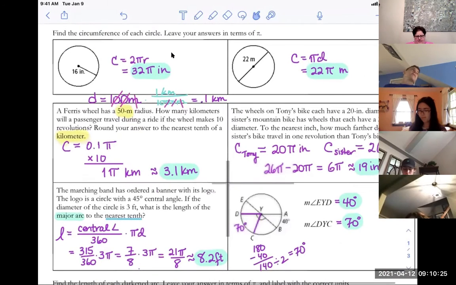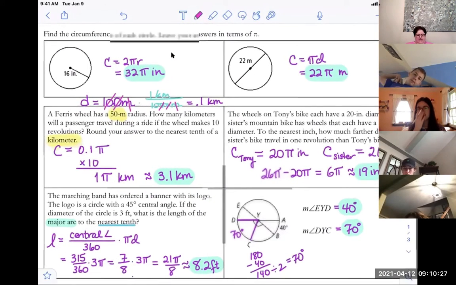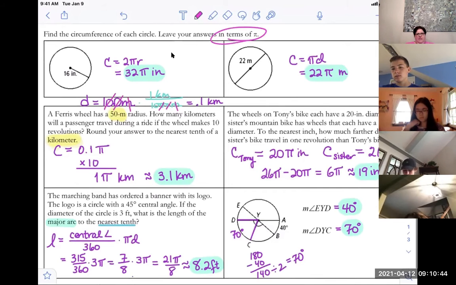Okay, with all of the stuff that we'll do with circles, instead of using 3.14 for pi, we're typically going to either leave your answer with a pi in it. You know how I say exact and simplified with radicals? It'll be the same idea with pi. In terms of pi means leave a pi in your answer. If I have you use the calculator for anything, you'll be using the pi button.